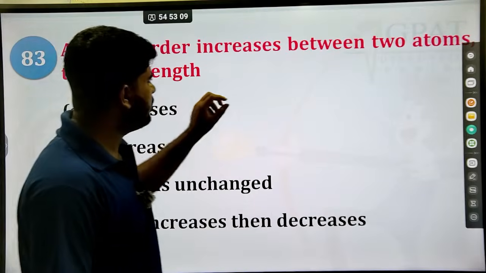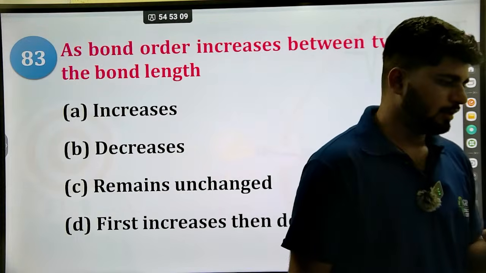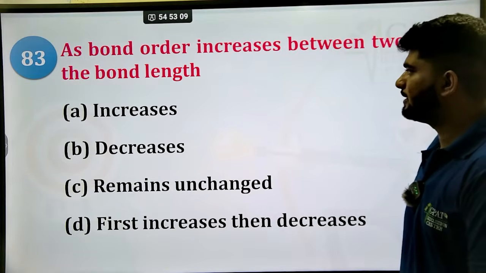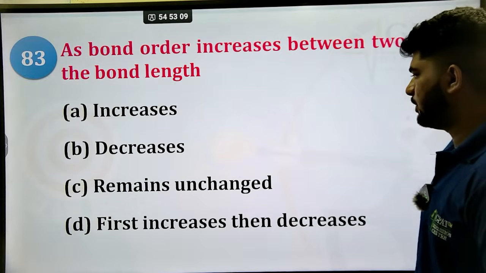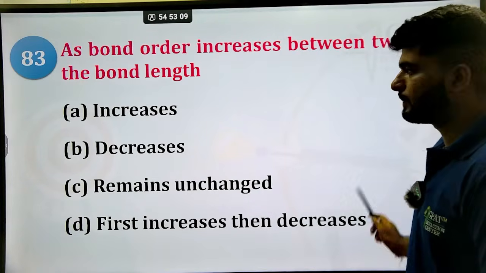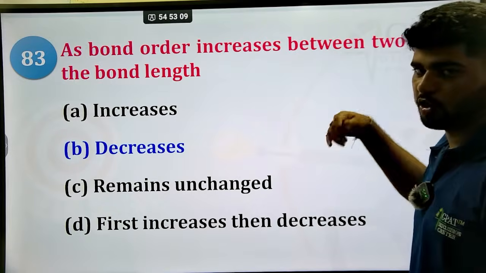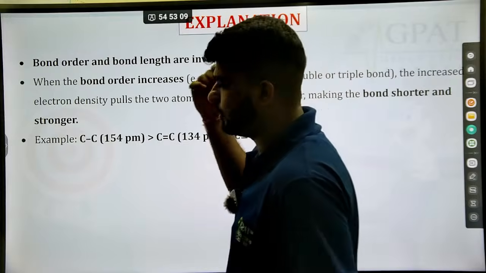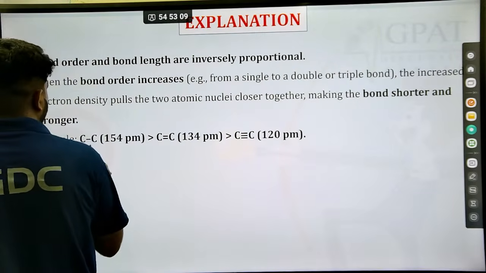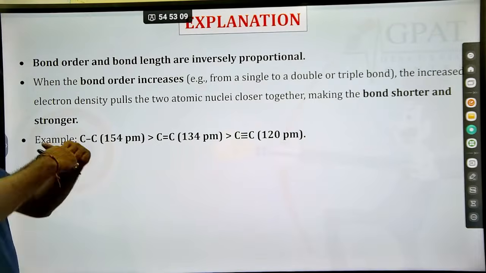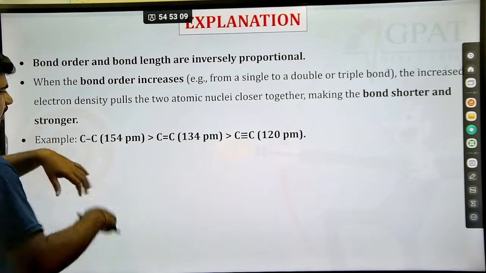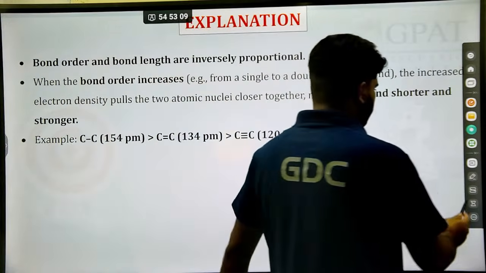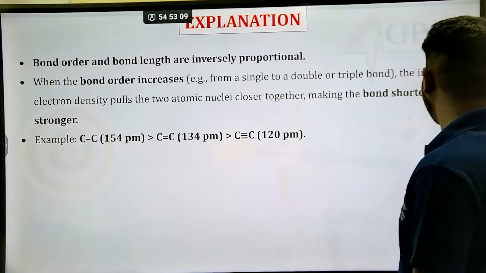Okay, as bond order increases between two atoms, the bond length is going to increase, decrease, or remain unchanged? That is nothing but decreases. As the bond order increases, the bond length decreases. Bond order is nothing but the number of bonds, right? Single bond over here, then double bond, and then triple bond. So triple bond has the least bond length. Okay, chalo.